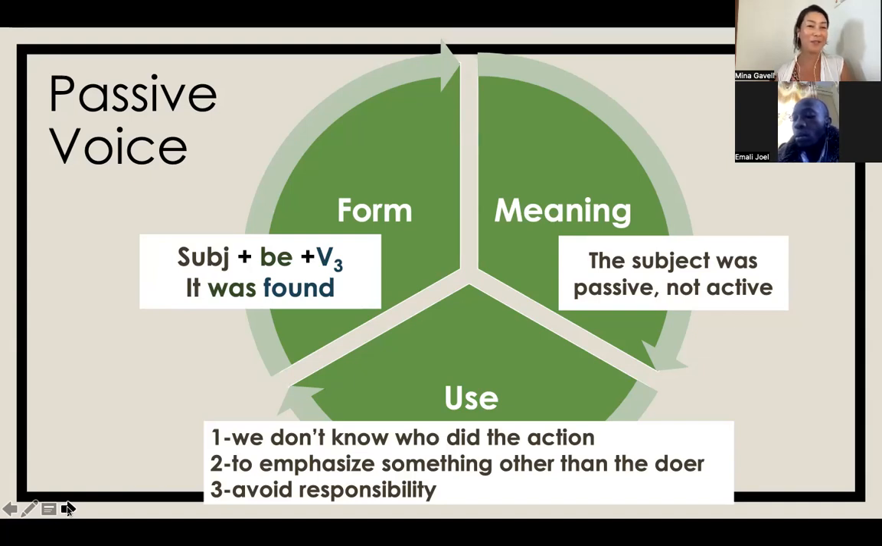We can also use the passive voice to avoid responsibility. So if somebody came in and said, what happened to my lunch? I left my lunch here. And I say, I don't know, it was eaten. So now I don't have to take any responsibility for who ate the lunch.